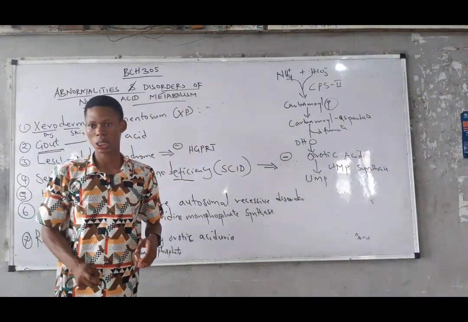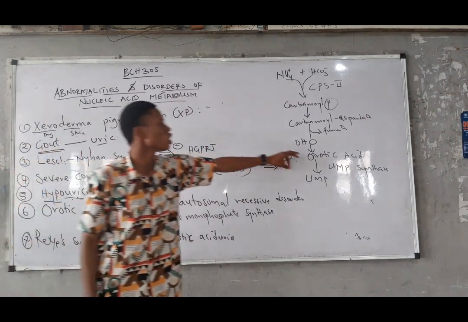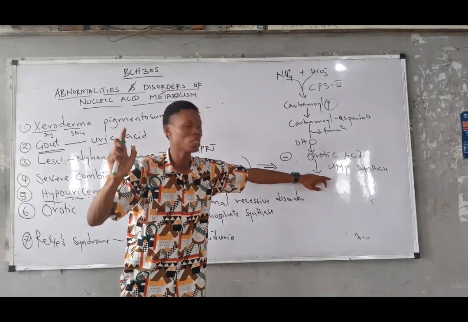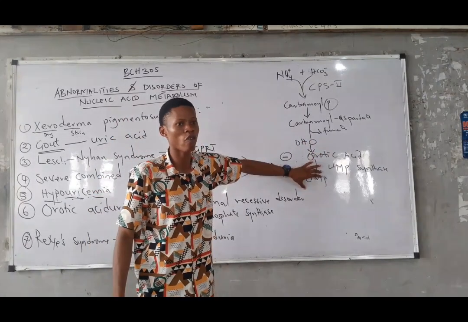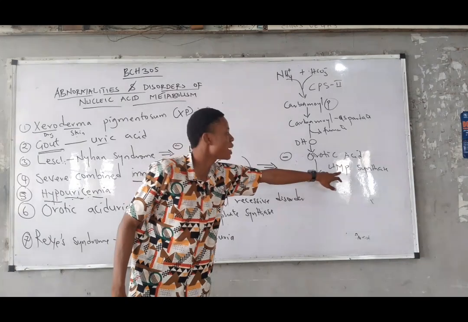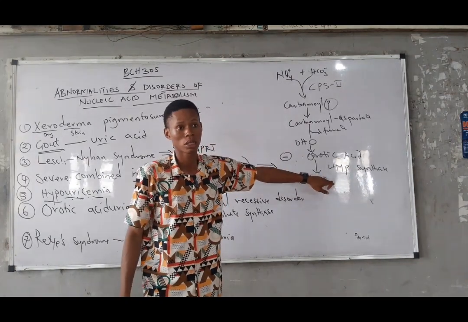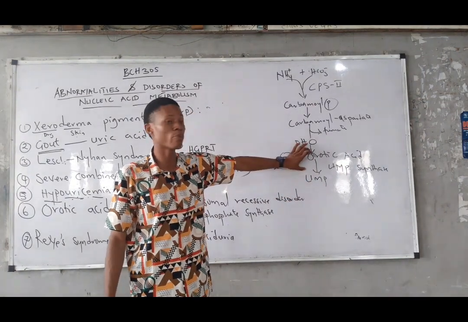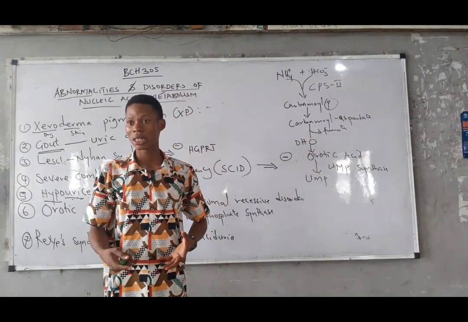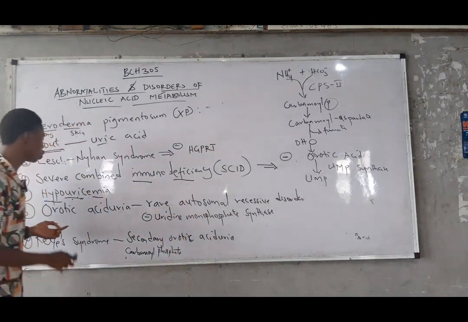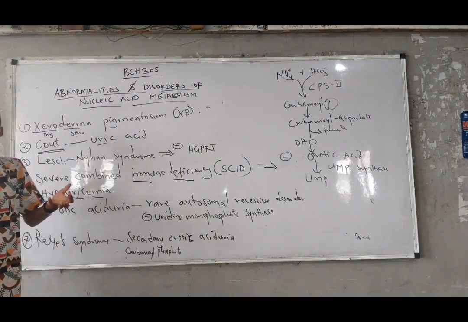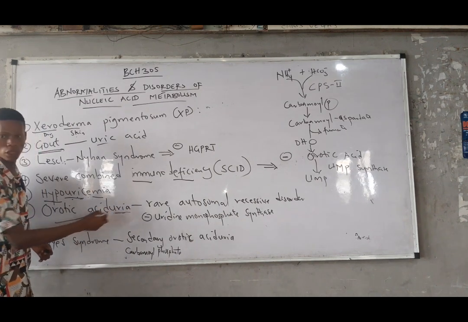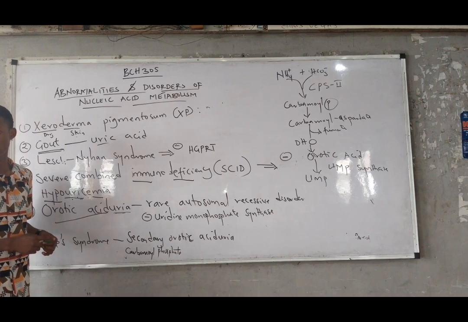Uridine monophosphate synthase. Now, if uridine monophosphate synthase is inhibited or is deficient, you agree with me that orotic acid cannot be converted to uridine monophosphate, is it not? Because the enzyme catalyzing that reaction is deficient. So orotic acid cannot be converted into UMP. And so what will happen? It will accumulate, right? It will accumulate in the blood, causing the condition orotic aciduria. Since it accumulates, it will be excreted in the urine, orotic acid in the urine. Orotic aciduria. Do you understand?